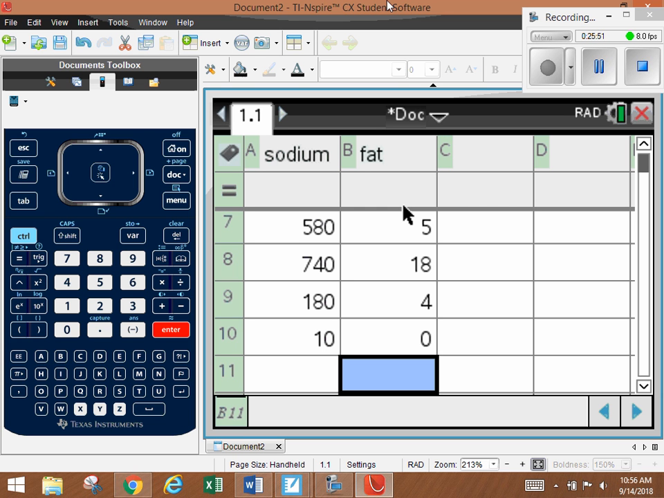I think sodium goes on the X. Okay. Is that right? It's not bad. So what's it called? The sodium goes on the Y? Yeah.